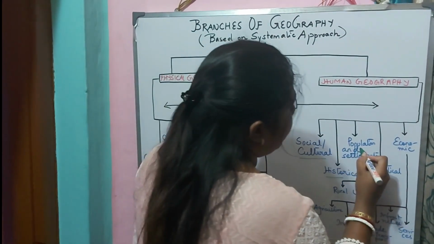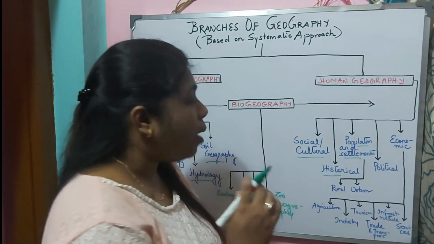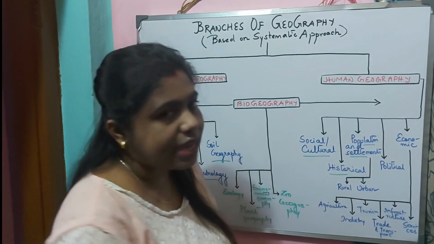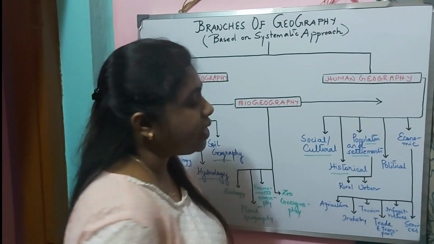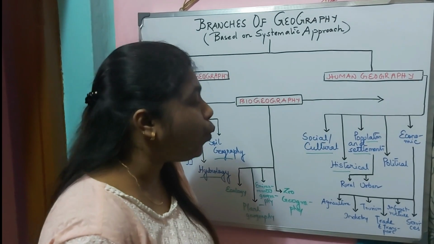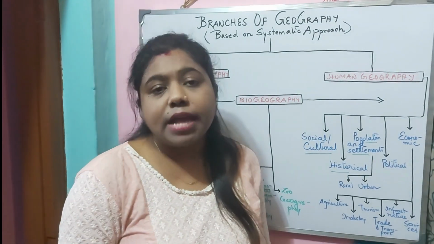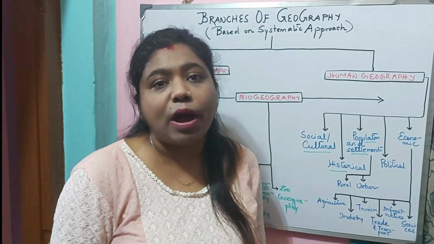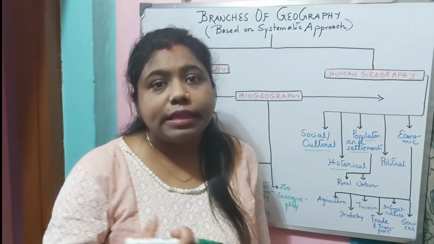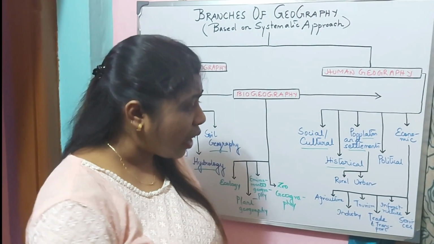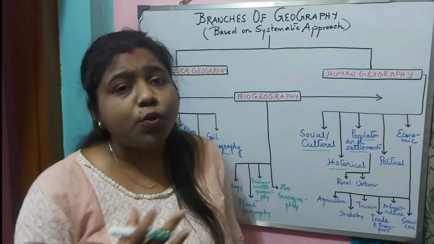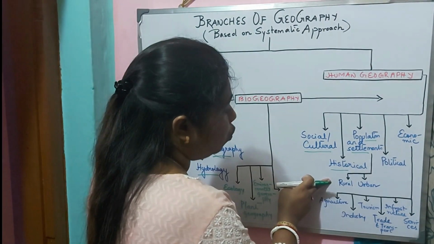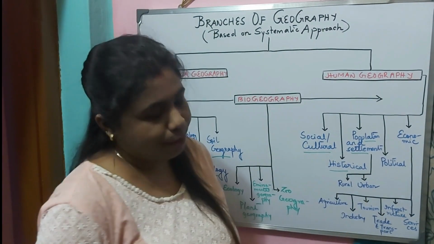What do you mean by population and settlement geography? Population and settlement geography deals with both rural, that means the countryside or the villages, and urban, which means town. Here we get to know about the population distribution, the population composition, sex ratio. We get to know about the age-sex structure, the occupational structure, right? And also we get to understand the relationship or the characteristics of rural and urban settlements.